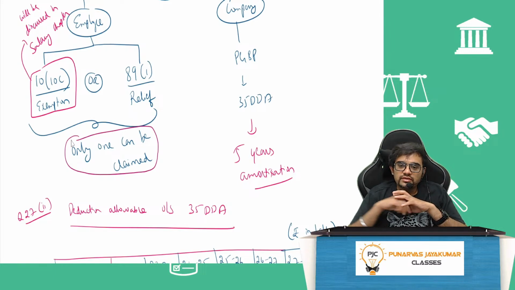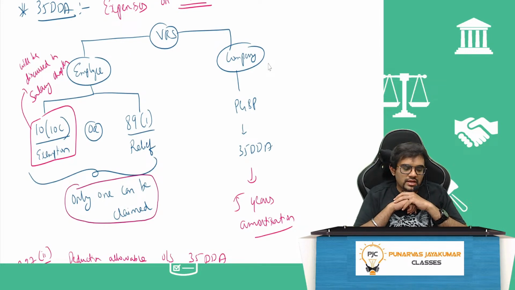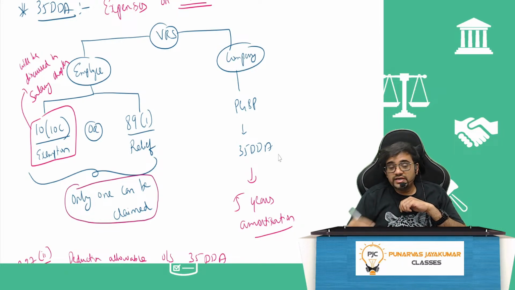That is for the employee. But I am discussing 35DDA for the company. The company will have to pay so much amount to whom? To the employee. Where can they claim? They can claim under 35DDA, same 5 years amortization. So section 35D and 35DDA: 35D is for preliminary expense, 35DDA is for VRS, voluntary retirement scheme.